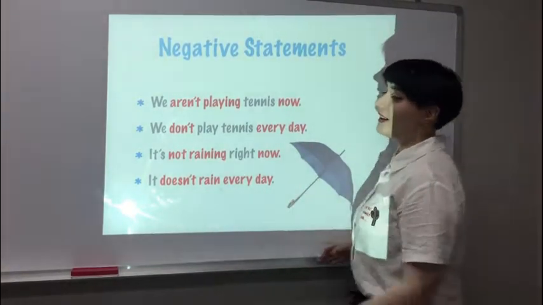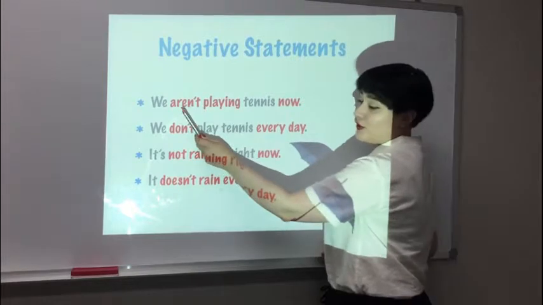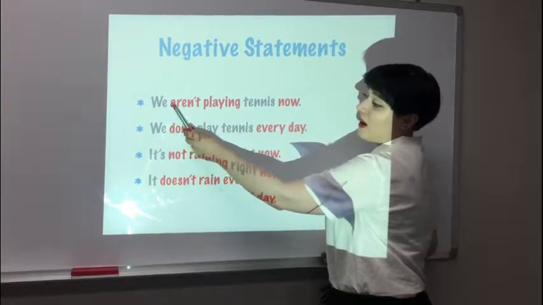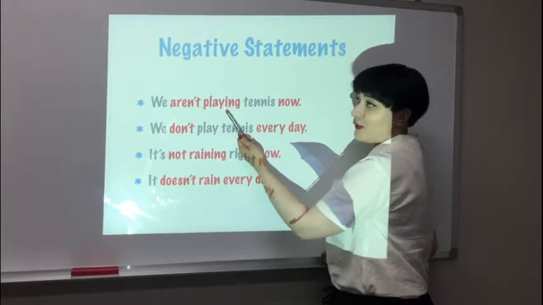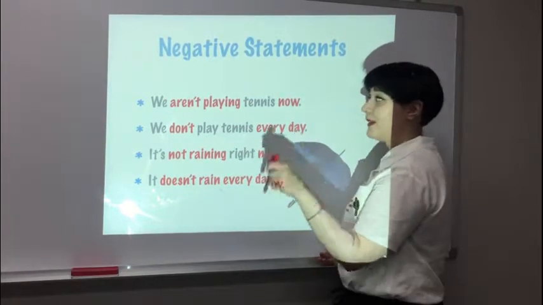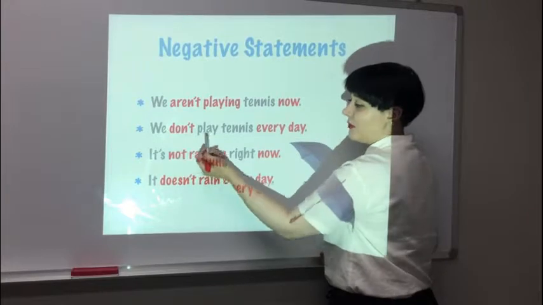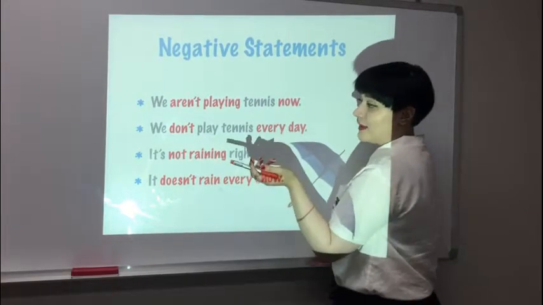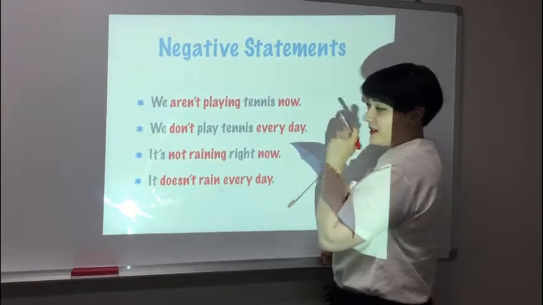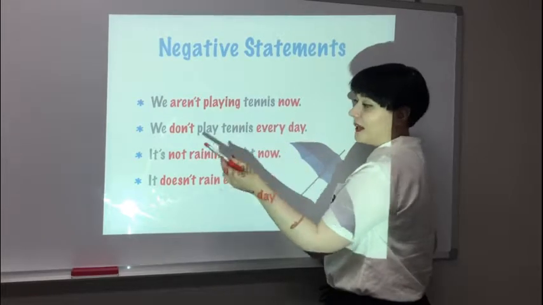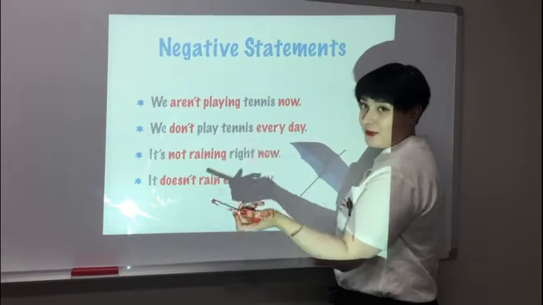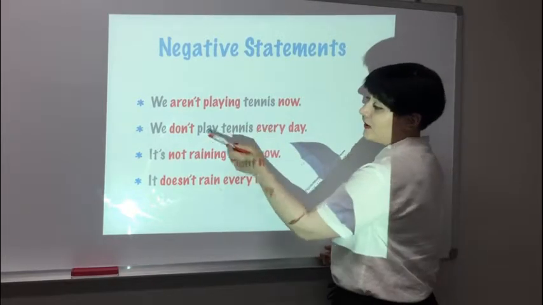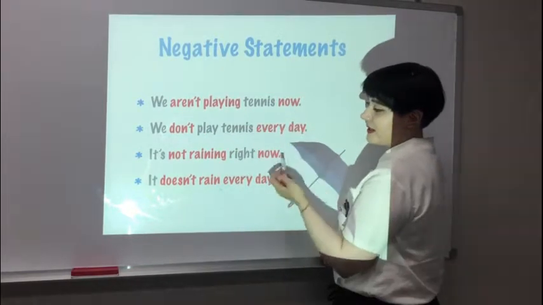As you can see here, aren't is a form of to be. We are not playing tennis right now. It has ing, so we know it's present progressive, it's happening now. We don't play tennis every day. As we said before, simple present uses do instead of be. It's a routine, and we don't have the ing, so we know it's simple present.